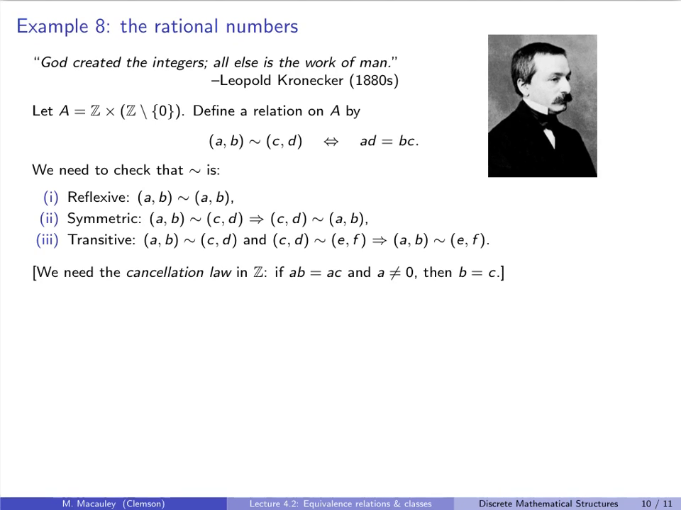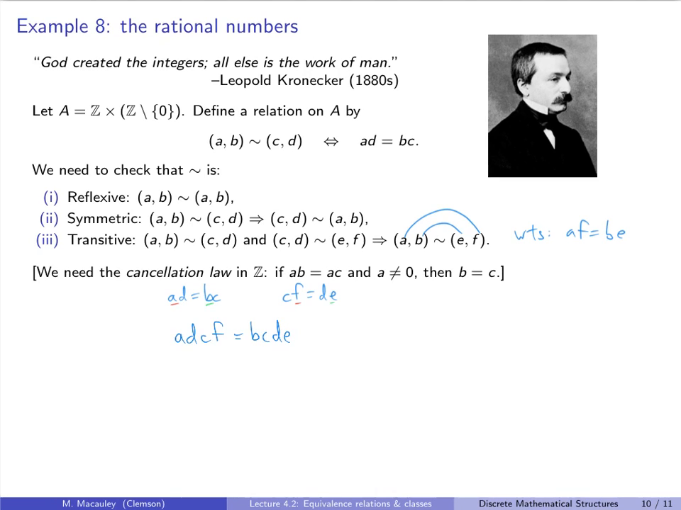Okay, let's do this. So how do we do it? We have to use the definition. If (A, B) is equivalent to (C, D), then that means that AD equals BC. And if (C, D) is equivalent to (E, F), that means that CF equals DE. So what are we trying to show? We want to show that AF equals BE. So let's multiply the two left-hand sides together and the two right-hand sides together. So we get that ADCF equals BCDE.